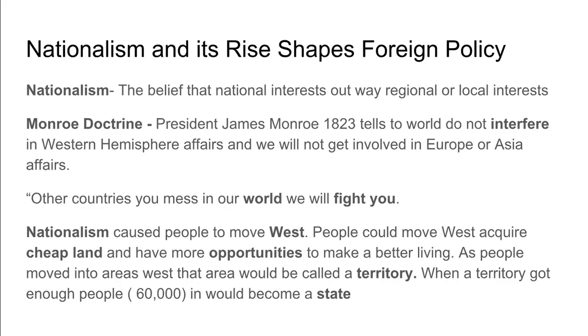Nationalism, as I mentioned at the beginning, is the belief that national interests outweigh regional or local interests. And in 1823, President James Monroe wrote a speech to Congress, and fairly far down in the speech, Monroe addresses the attempt by other countries, European countries, to establish themselves with colonies in our part of the world, the Western Hemisphere.